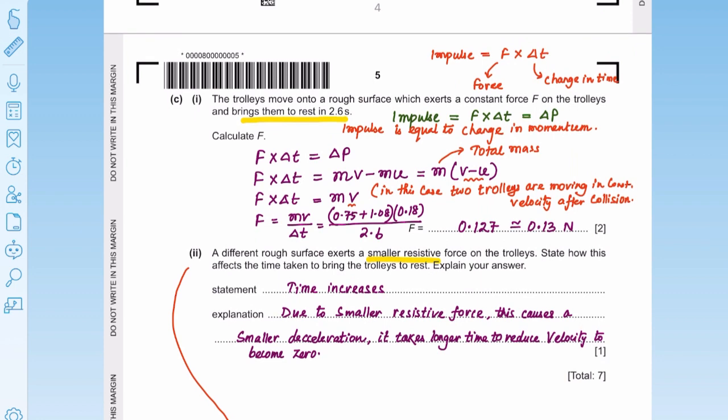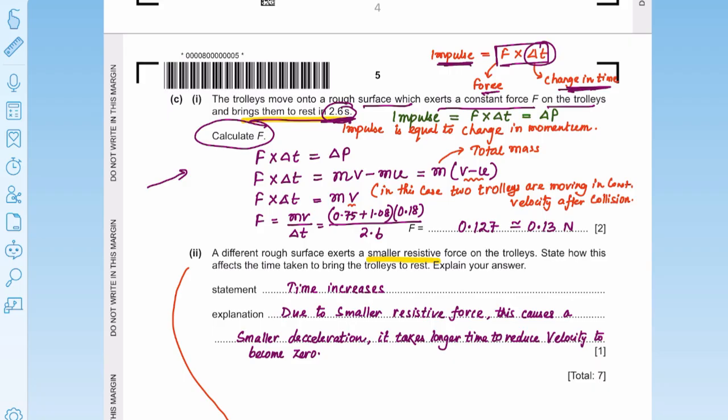Question C. The trolleys move onto a rough surface, which exerts a constant force on the trolleys and brings them to rest in 2.6 seconds. What does it mean? They were moving, and the surface brings them to rest in 2.6 seconds. The question is to calculate the force. This is a question of impulse, and this is an important question. Remember, impulse equals force times change in time. The delta t means change in time. It was moving and came to rest, so the change in time is given as 2.6 seconds.